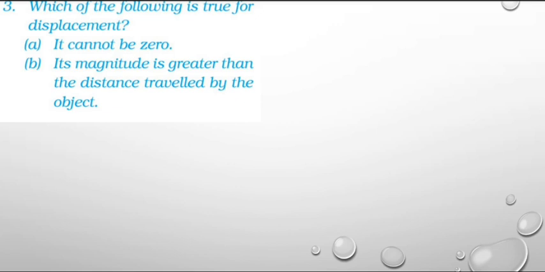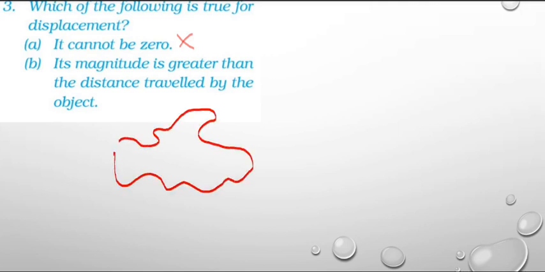Now, the third question is on the screen. Which of the following is true for the displacement? It cannot be 0. Of course not. It can be 0. How can it be 0? If the object starts from its initial point, travels all along and comes to its initial point again, then the displacement is of course 0.